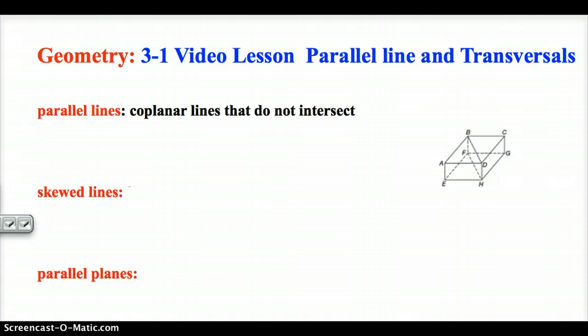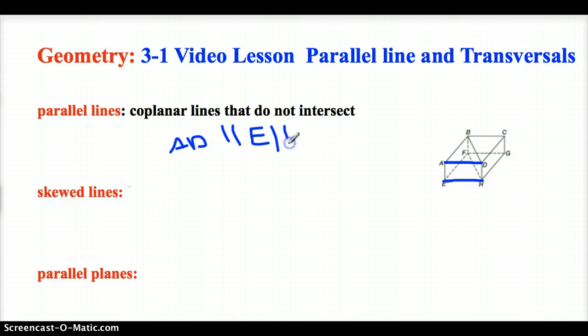And so when we look at our diagram, AD and EH are on the front of this rectangular prism. So AD is considered parallel to EH. They're not going to intersect, and they're in the front plane there.